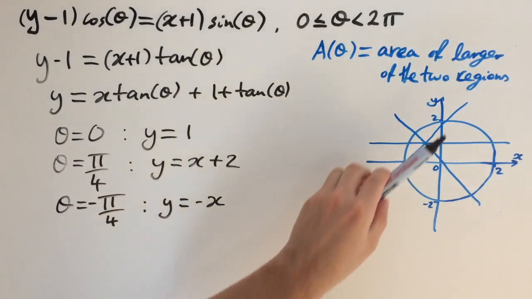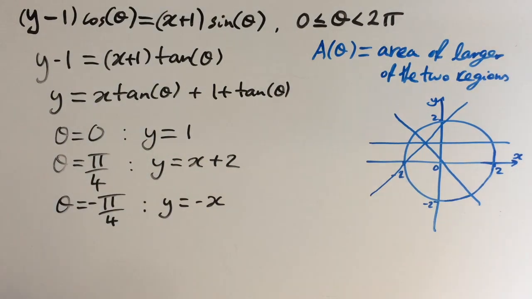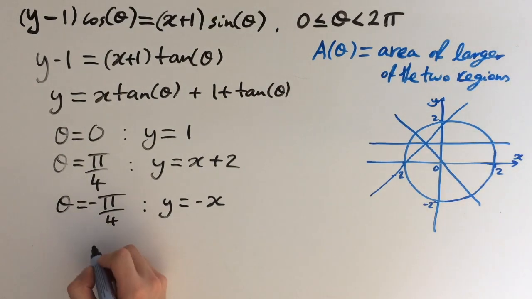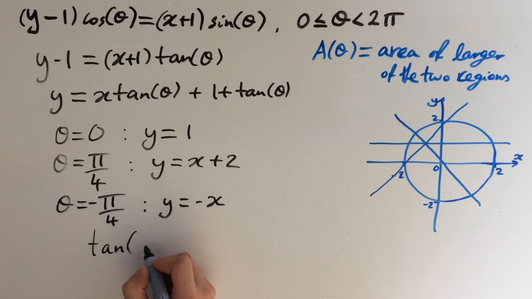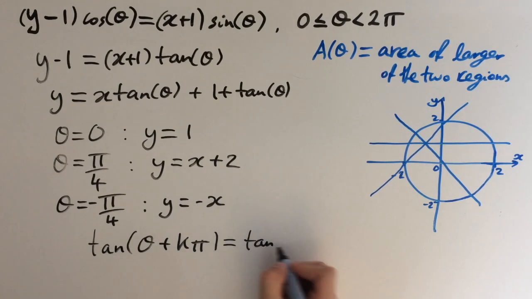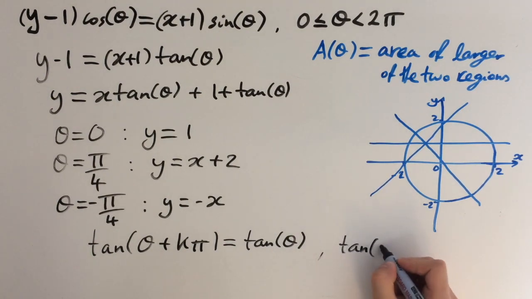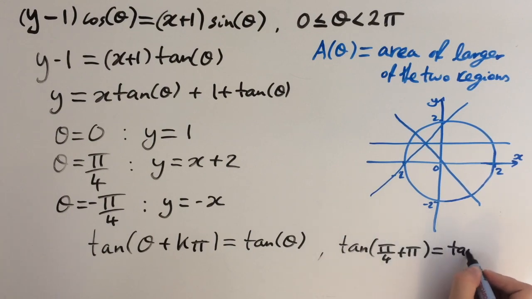We just need to realise that A of theta is maximised when the line is equal to y equals x plus 2. So theta equals pi over 4 produces this line, but the catch is that there's also another value of theta that does this as well. A property of tan is that tan of theta plus k pi, for any integer k, is equal to tan of theta. This means that tan of pi over 4 plus pi equals tan of pi over 4.